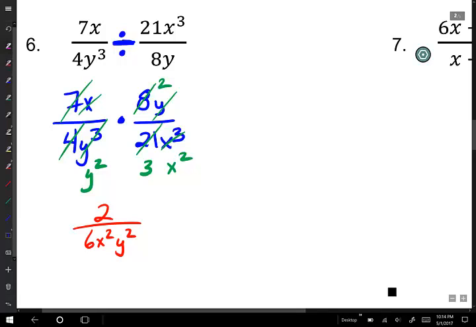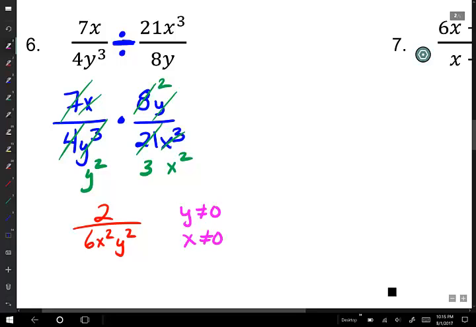Our original problem had a y cubed in the denominator. So that means y cannot be equal to 0. It also had now an x cubed in the denominator right here. That means x cannot be equal to 0 as well.